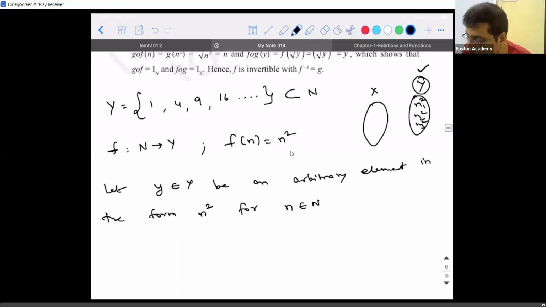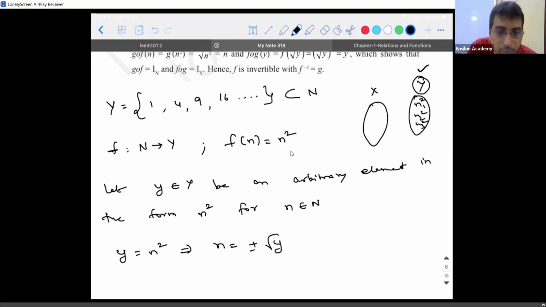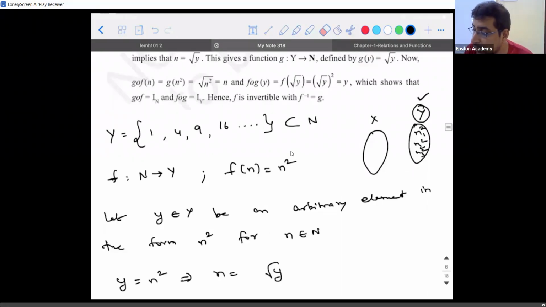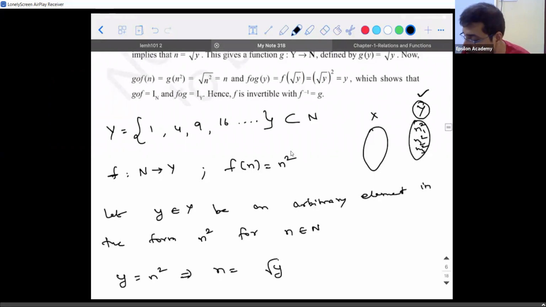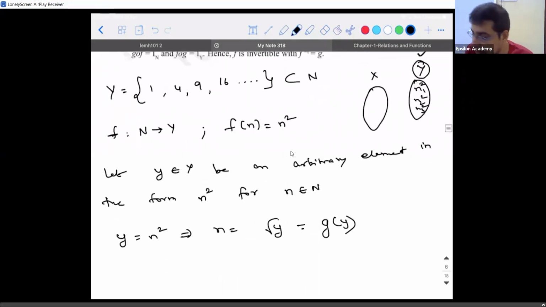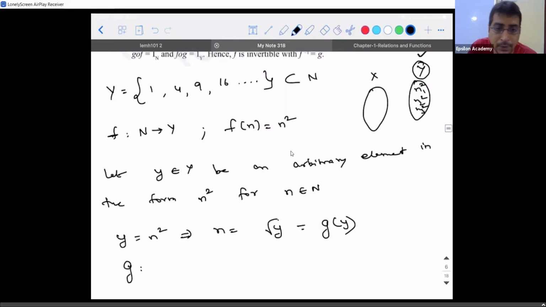If I call the random variable y to be n square, then n will be how much? Plus or minus root y. But I cannot write plus or minus, because only natural numbers are taken. So it is going to be root y. So n is equal to root y. This root y, I will call it as some other function, g of y, such that g is a function from where to where? Capital Y to N.